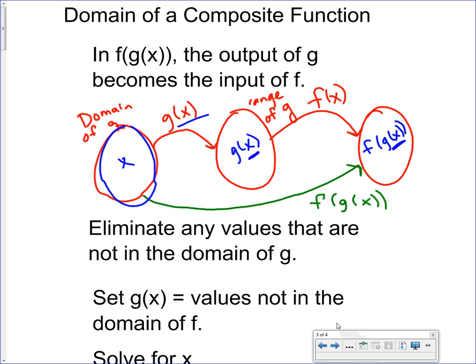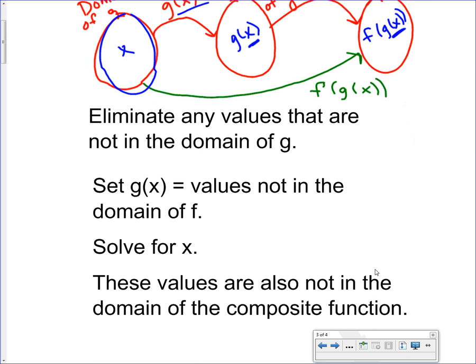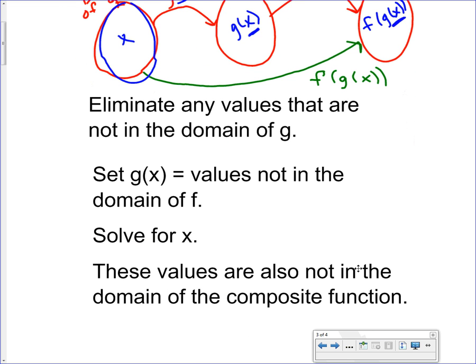So when we're thinking about domain, we want to think about what values are excluded from the domain. First things first, you're going to eliminate any values that are not in the domain of g. Those values are excluded. Secondly, you're going to set g of x equal to any values that are not allowed in f and solve for x. Those values are also not in the domain of the composite function.